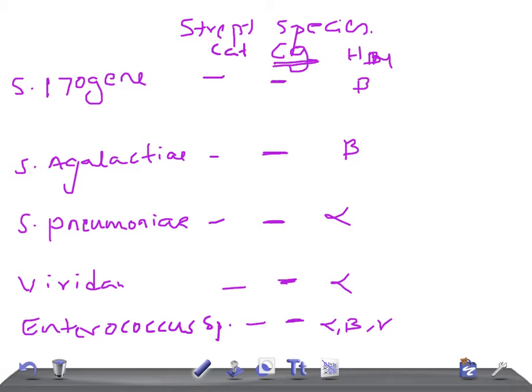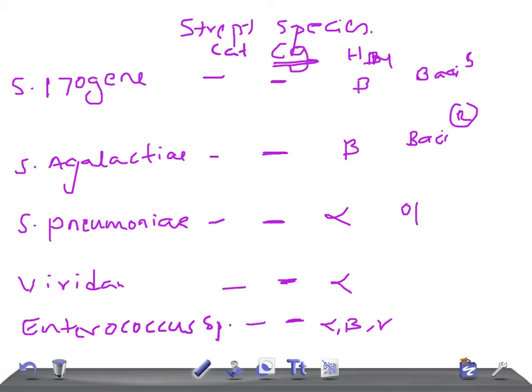Now, an important distinguishing feature: tell me, is pyogenes sensitive or resistant to bacitracin? It's sensitive, guys. Whereas agalactiae, is it sensitive or resistant to bacitracin? It's resistant. So the bacitracin sensitivity test helps us differentiate whether it is Strep agalactiae or Strep pyogenes, because other tests like coagulase, catalase, hemolysis are the same.